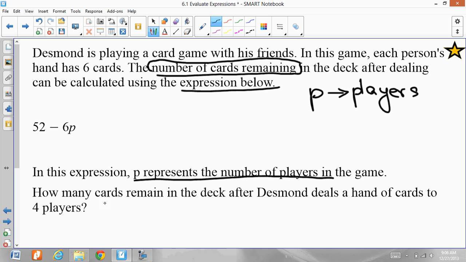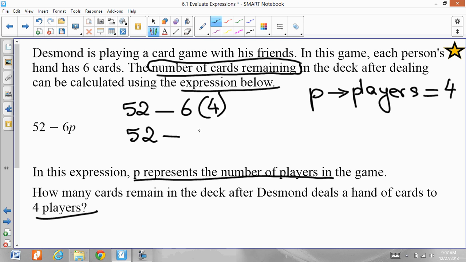The question is asking you how many cards remain in the deck after Desmond deals a hand of cards to 4 players. So P stands for the players, and the number of players in this case is 4. So all you have to do is 52 minus 6, open parenthesis, replace P by 4. Substitute the number for P. Now keep in mind, you cannot add or subtract until you multiply or divide. 6 times 4 is 24. This is the most important step.